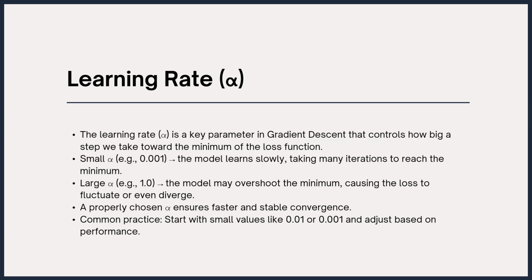Common practice: start with small values like 0.01 or 0.001 and adjust based on the performance, and adjust based on how fast the loss decreases.